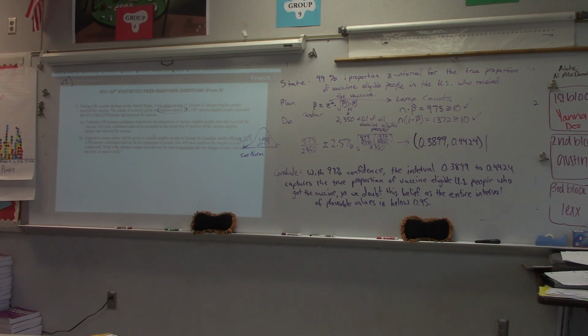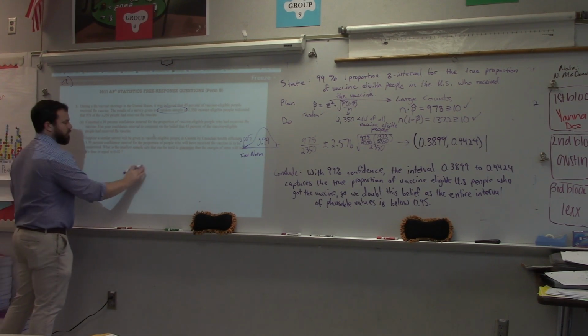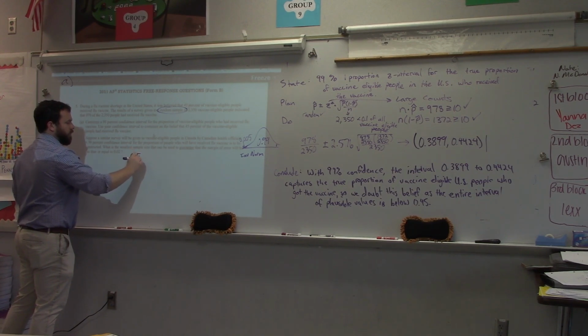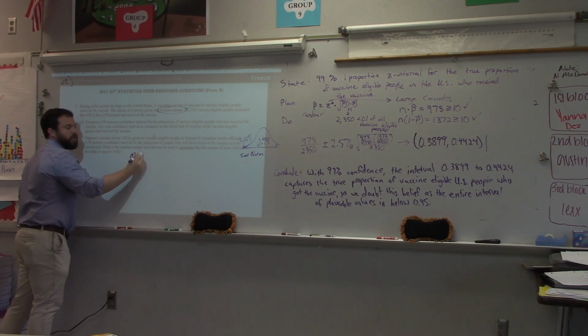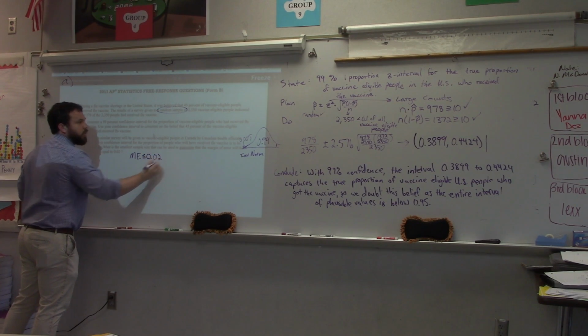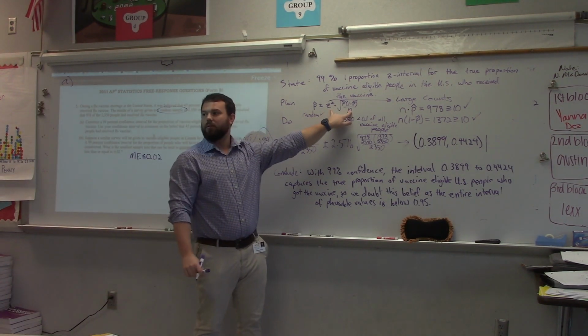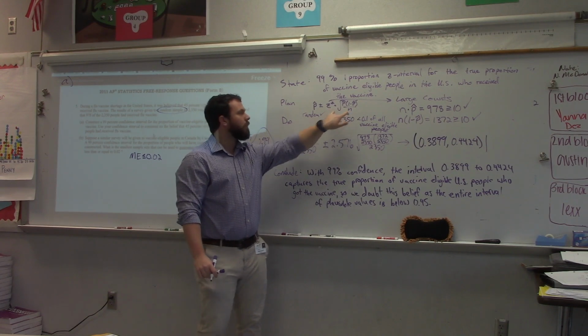What is the smallest sample size so that the margin of error will be less than or equal to 0.02? How are we gonna do this? So the first thing I do is set up the margin of error equation. I'm gonna set up that margin of error expression, set it less than or equal to 0.02.